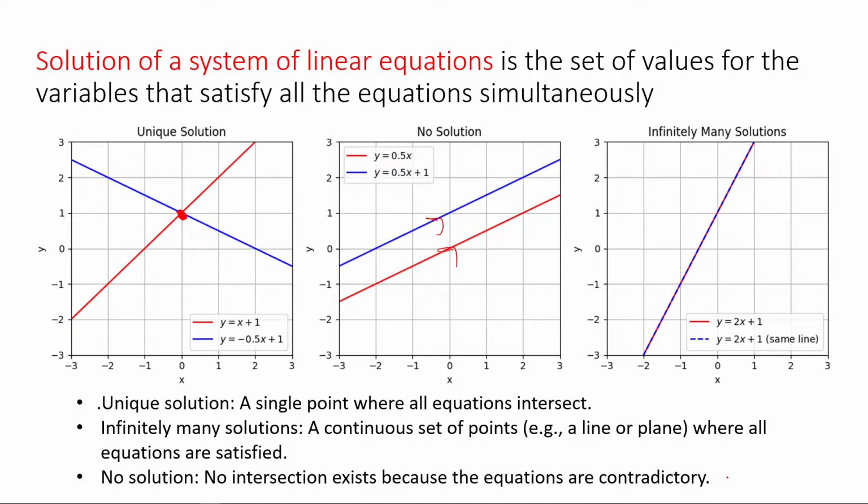Or in that case they're parallel to one another, or there are infinitely many solutions, a continuous set of points, e.g. a line or a plane where all equations are satisfied. You see here it's basically the same line, so there are infinite solutions everywhere. So that's basically the three cases: unique solution, no solution, or infinitely many solutions.